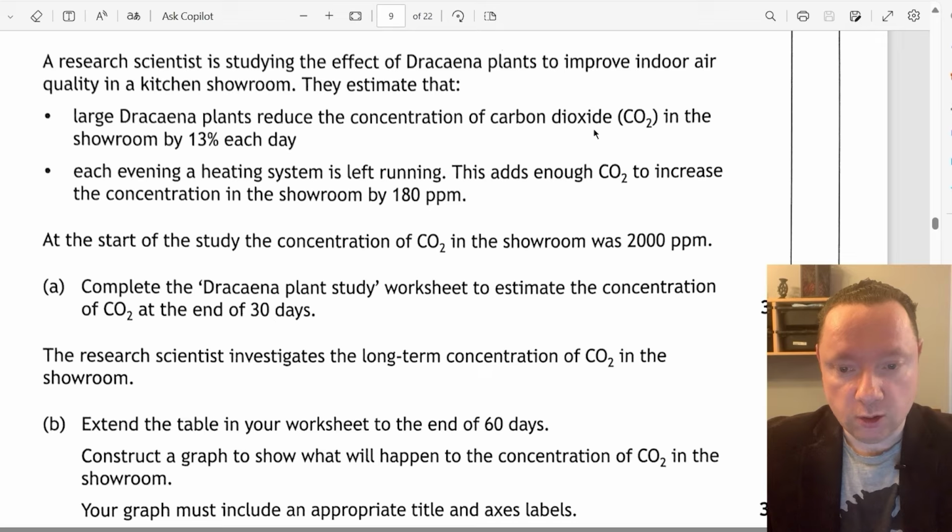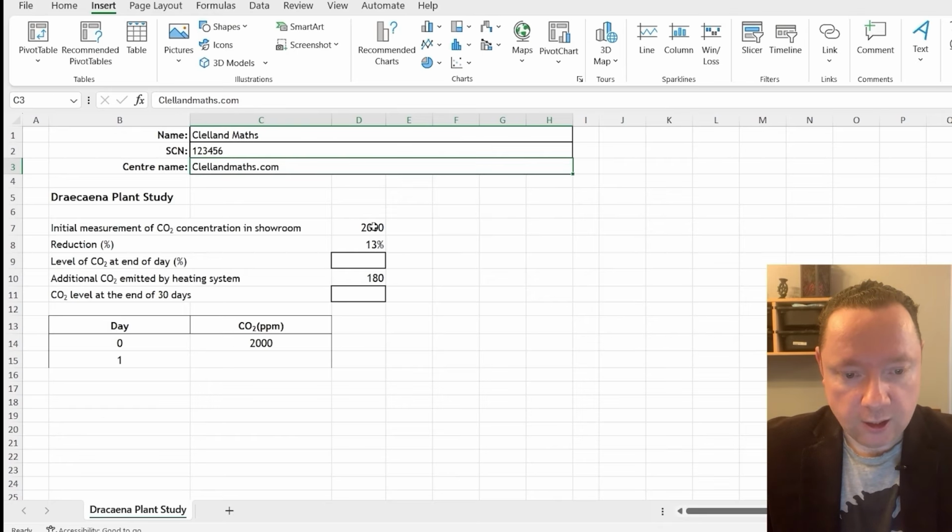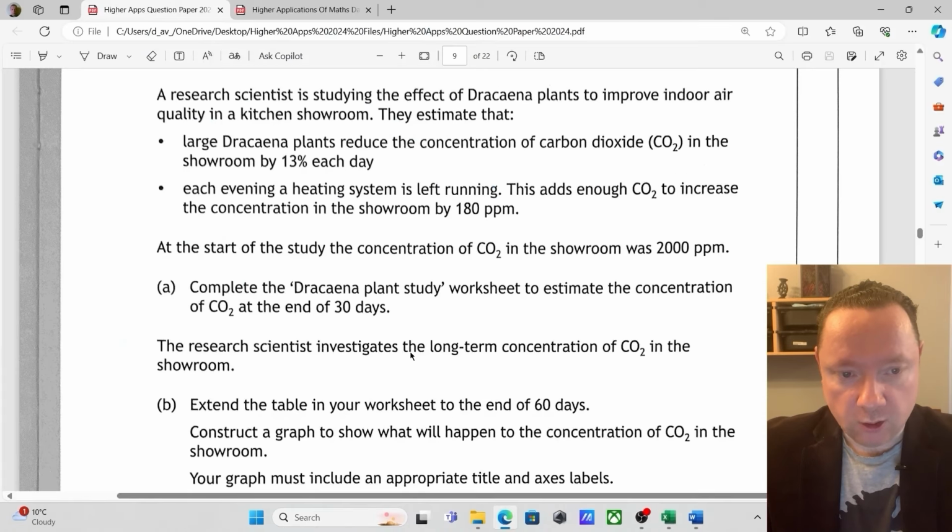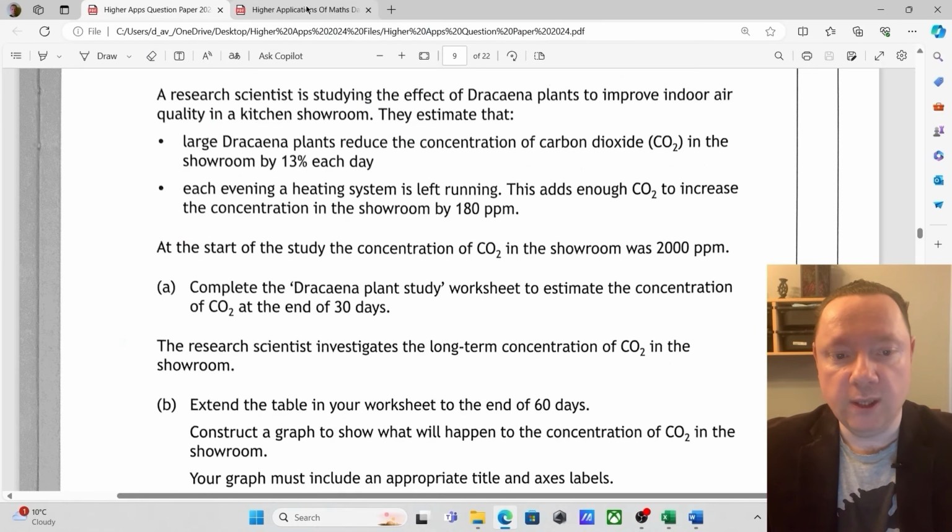Large ones reduce by 13% in the showroom, and each evening the heating's left on and it adds CO2 to increase it by 180. At the start of the study it's 2000. Complete the worksheet to estimate the CO2 at the end of 30 days. And here's the worksheet. It's already filled in some of these boxes for you, but you need to fill in some more. But let's look at the pre-release material and make sure we don't miss anything.